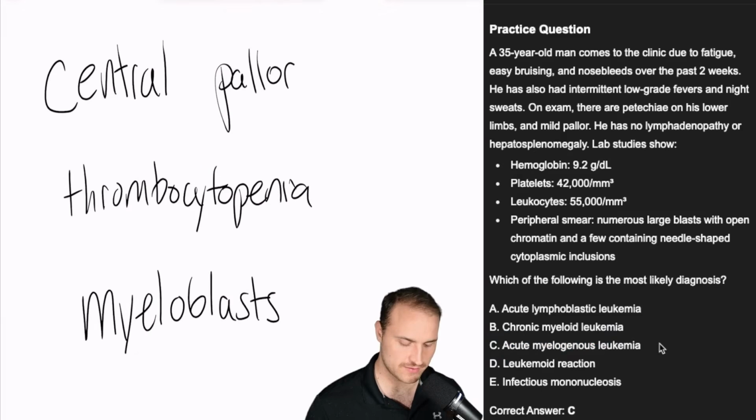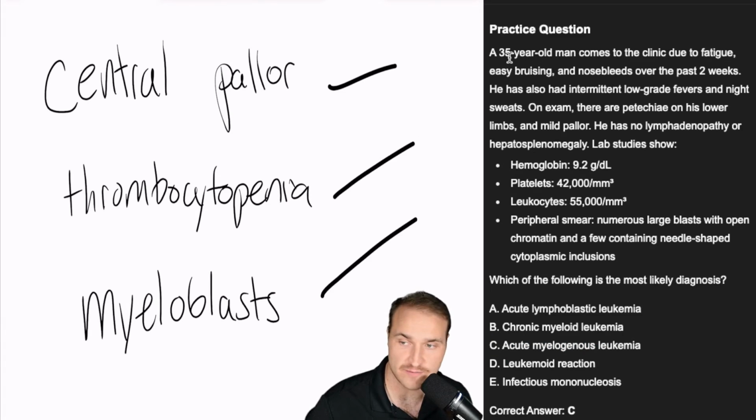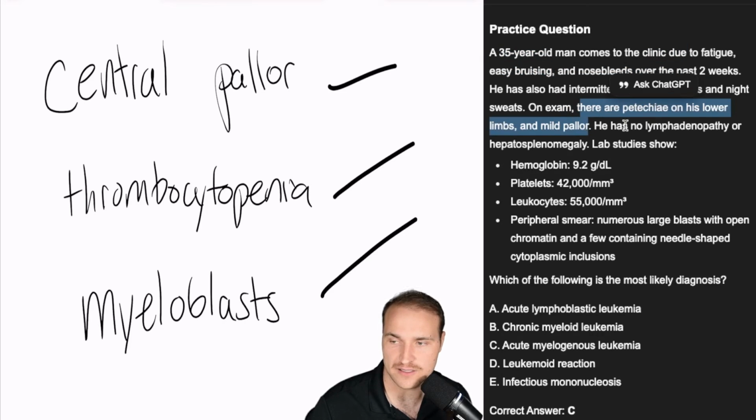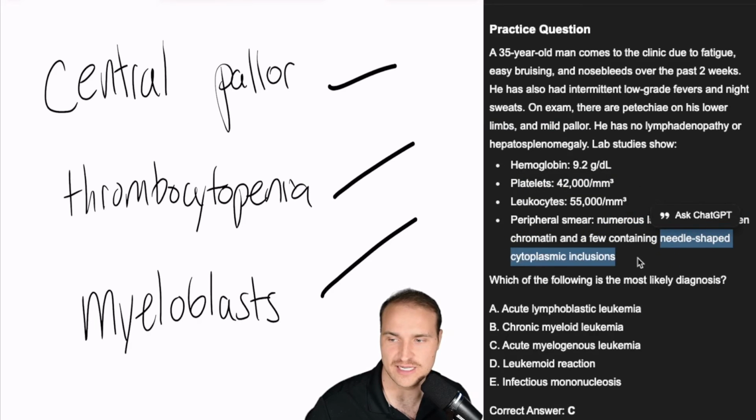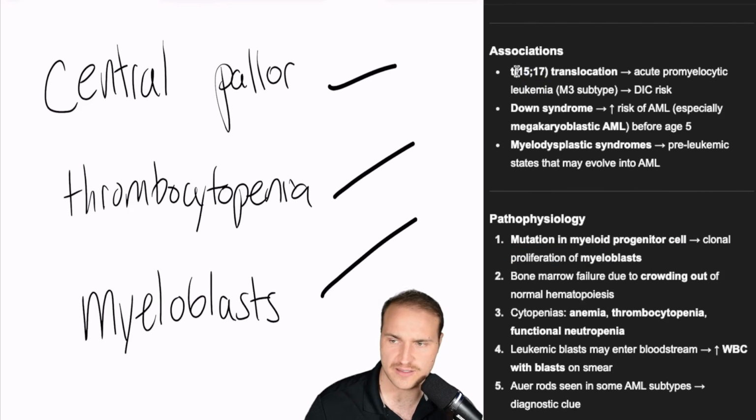Well, you might come up with central pallor, thrombocytopenia, and that's what we've done here. A 35-year-old man has fatigue, easy bruising, nosebleeds. He's got some petechiae over his lower limbs and mild pallor. Look at those platelets. And we have numerous large blasts with open chromatin and a few containing needle-shaped cytoplasmic inclusions, our rods. In your question, you might also have mentioned 15;17 translocation, increased risk of DIC.